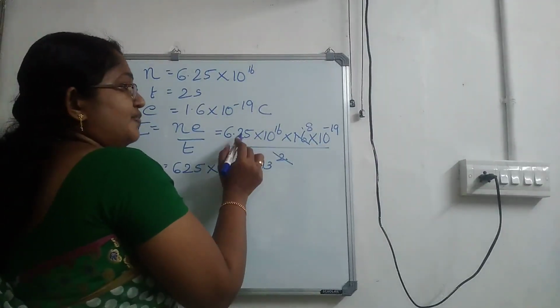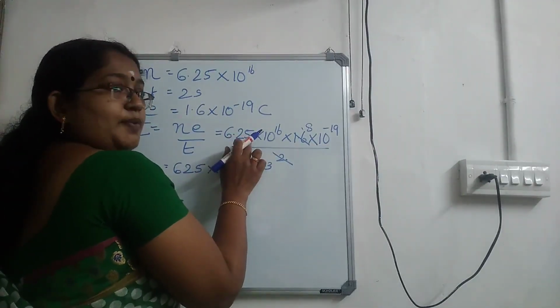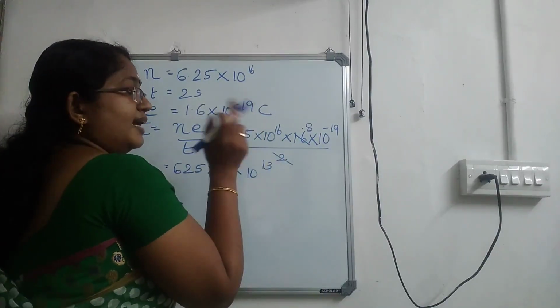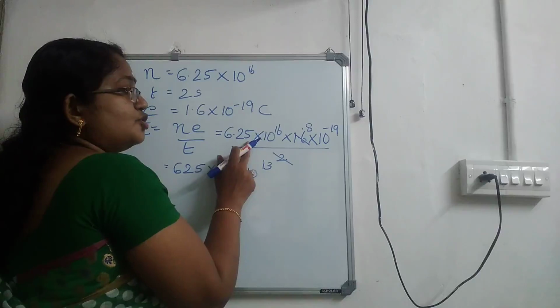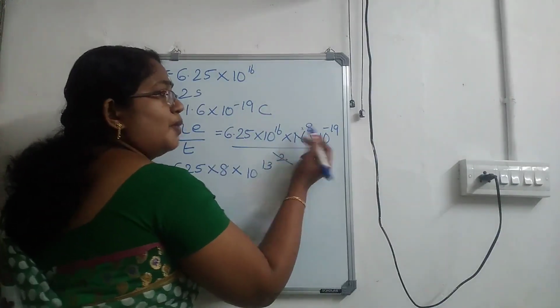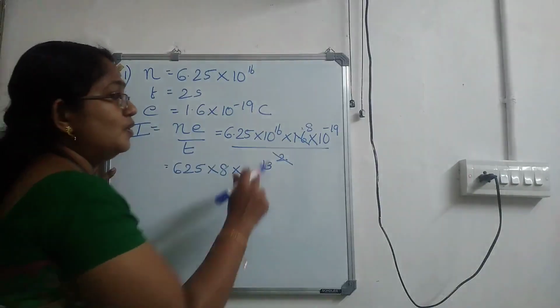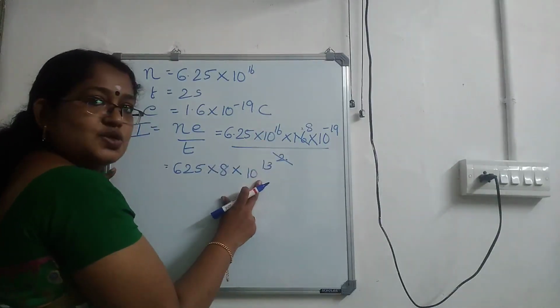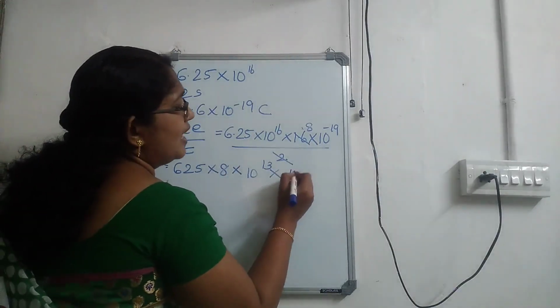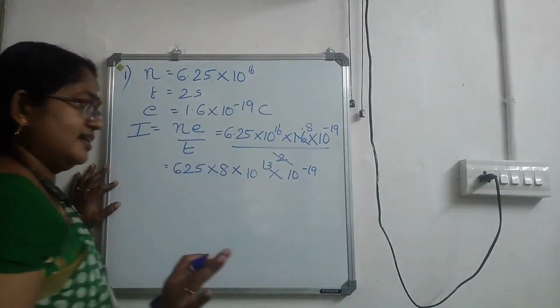Did you understand? First thing is I am changing the decimal point. So, I took 2 zeros from 10 raised to 16. It became 10 raised to 14. So, 625 into 10 raised to 14 into 0.8. So, I took one more zero. That means it becomes 10 raised to 13, and here I got it as 8 into 10 raised to minus 19 is there itself.